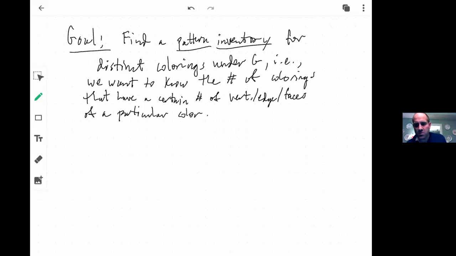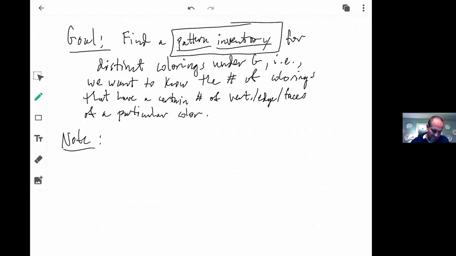So I may want to know that there are 3 black vertices and 2 white vertices, etc. That's what we mean by a pattern inventory for these things. Okay, so here's something that we might want to note, just to kind of get us thinking in the right direction. We're not going to go into a huge amount of depth here, but I just want to get us thinking in the right direction.